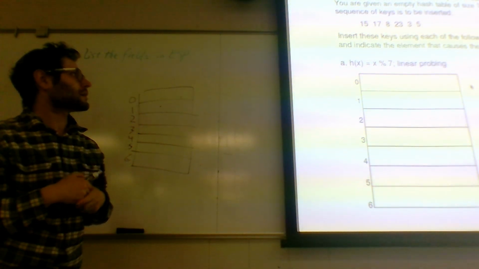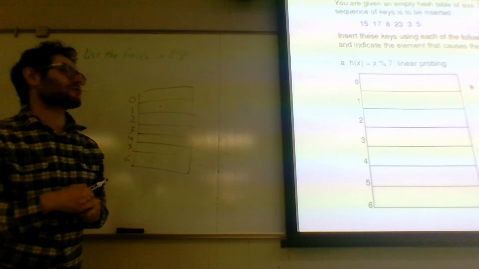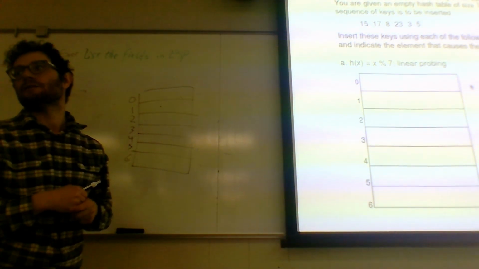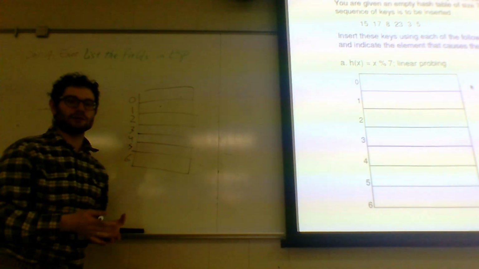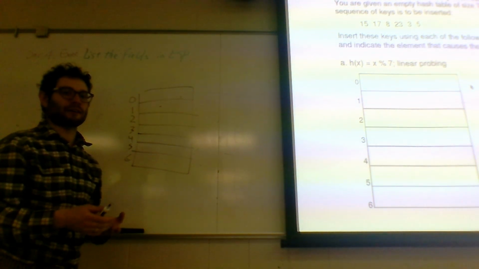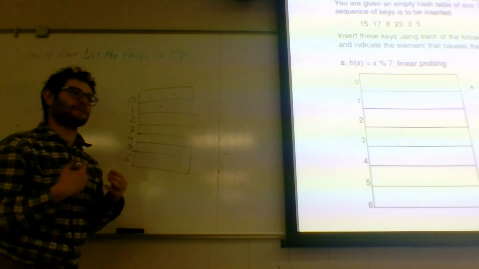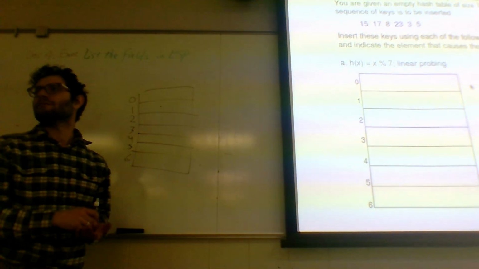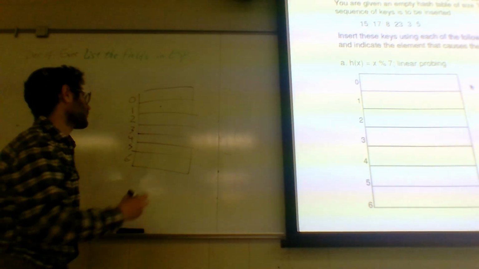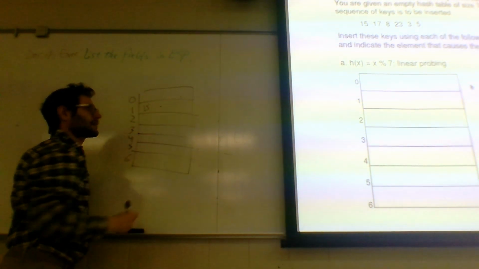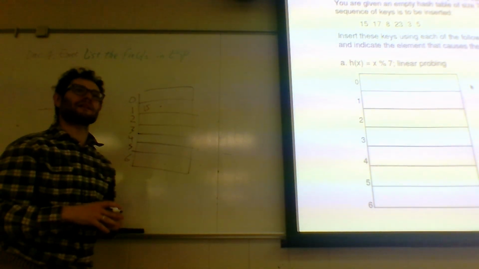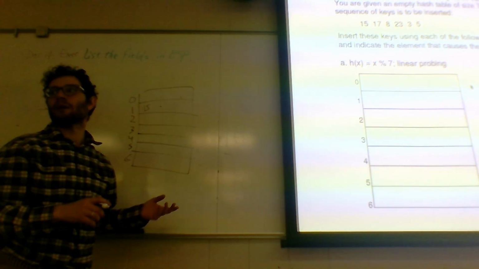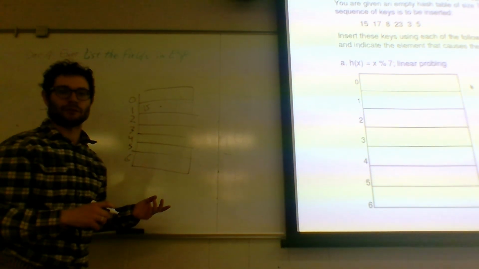Linear probing. The first thing we need to do is insert 15, the key of 15, into this hash table. How do we know what space to put it in? Well, the hash function says insert it into 15 mod 7. So what is 15 mod 7? 1. So 15 goes into index 1. That's as simple as it gets. It looks a bit weird, but it's fairly simple and straightforward.